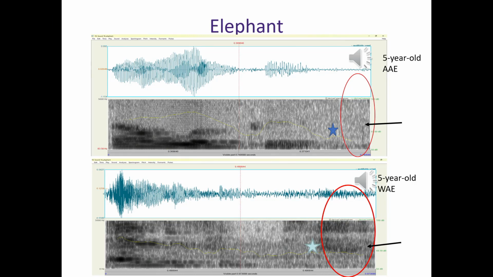This is acoustic phonetic picture on the bottom and a waveform at the top that shows to the trained eye the differences between the productions. The African American English speaking child uses a smaller piece of sound to produce the elephant, and then the white American English speaking child has a bigger piece, but they both said elephant.